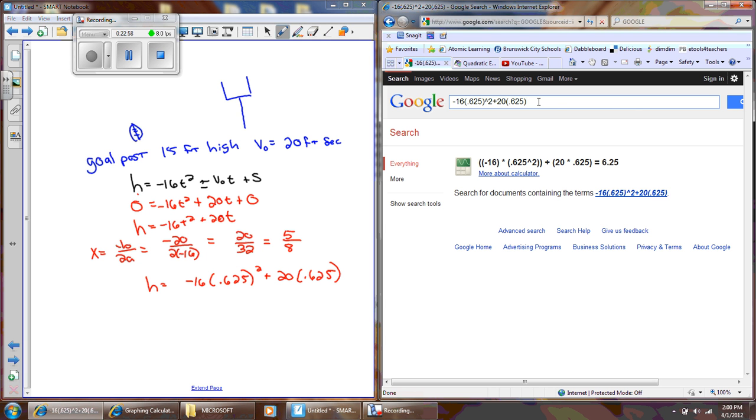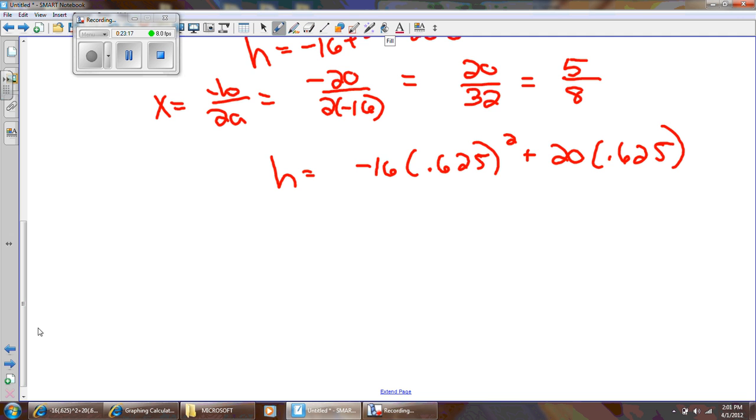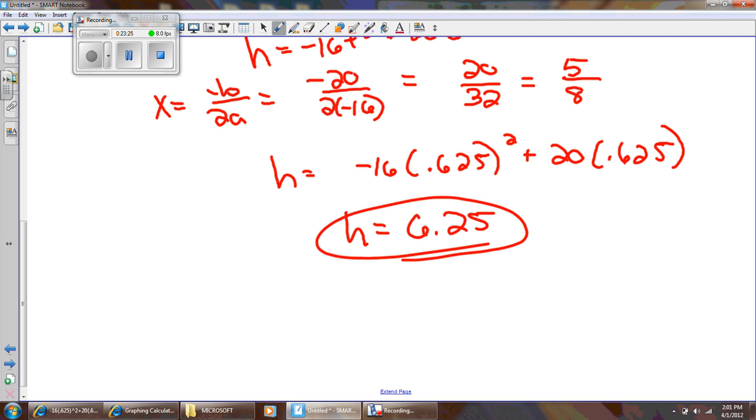I have no airliner. It's not responding. Okay, so the ball is only going to go 6.25 feet in the air. And so the answer would be no, it will not cross the goalpost or the crossbar.